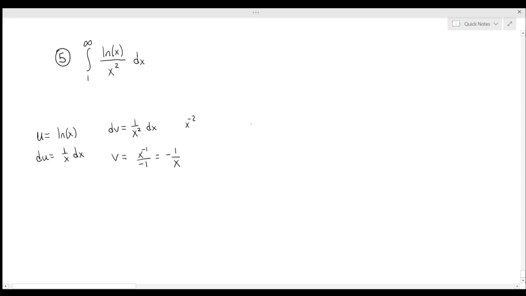All right, so doing integration by parts. Remember the formula is u times v, okay? And then it was minus the integral of v times du. And then let's write out the formula here as well, so that we remember it.